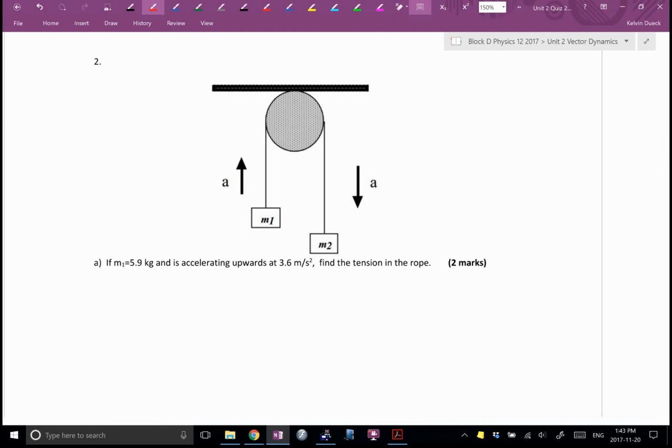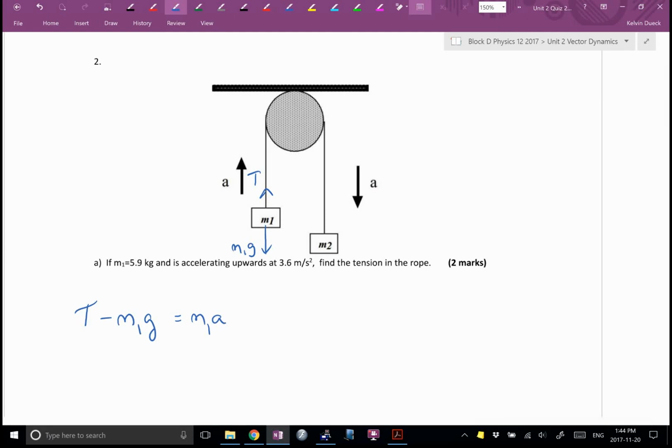If I tell you the tension, you can use that to find the acceleration. If I tell you the acceleration, you can use that to find the tension. M1 is accelerating upwards, and I know M1, so I'm going to start out with a free body diagram on M1. I have M1G and tension, and that lets me write an equation. I know tension is winning because it's accelerating upwards. Tension minus M1G equals M1A. If it was accelerating downwards, it would be M1G minus tension equals M1A.